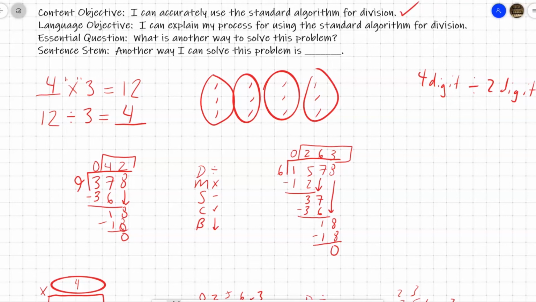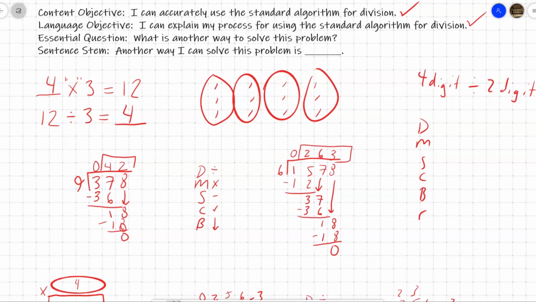I can explain my process for using the standard algorithm for division, and it's the same as a 4-digit by 1-digit, which is Does McDonald's Sell Cheeseburgers? And you could put rare if you want, but the process is exactly the same as what we already knew. So the patterns allowed us to see that it's not really any different. It's just more difficult numbers, but we have additional tools in our toolbox to help us with that.